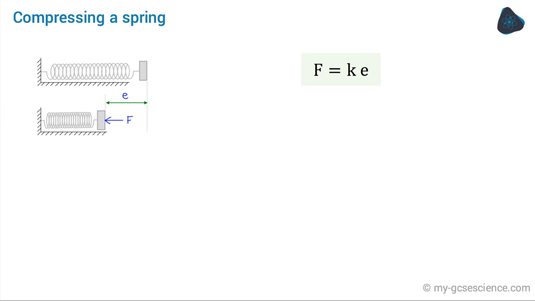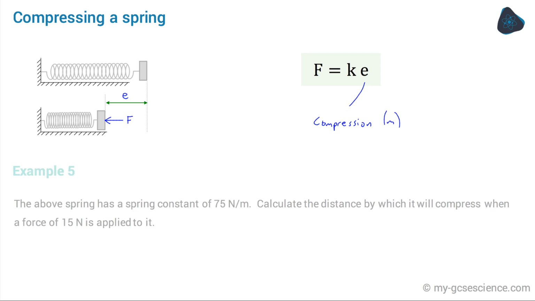This is just a very quick section of the video to show you that everything we've covered so far applies to a spring which has been compressed as well. The only difference is that in the equation F equals KE, E stands for the compression of the spring, or how much it's been compressed by in meters. Let's look at this example to show you how straightforward this is.